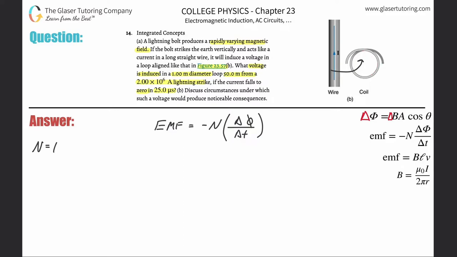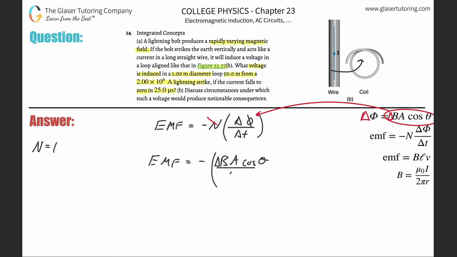So what I realize now is I can substitute this in for my change in magnetic flux. So we get EMF is equal to, we can get rid of the N because it's just one. Again, you can leave the negative sign in, but I'm just going to get rid of all the signs at the end. So this is going to be the changing magnetic field multiplied by the area of the loop, multiplied by cosine of the angle between the normal of the area and the magnetic field vector, all divided by the change in time.